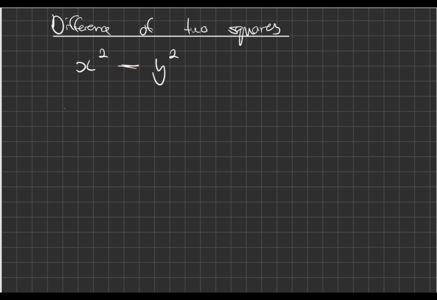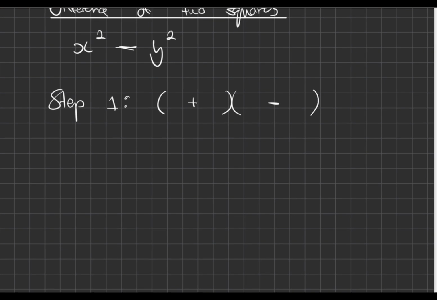Okay, so now step 1 for using the difference of two squares method is as follows. You write down two brackets. There's one bracket, there's another bracket, and then you write a plus sign and also a minus sign. Okay, quite easy. And then you go to step 2.